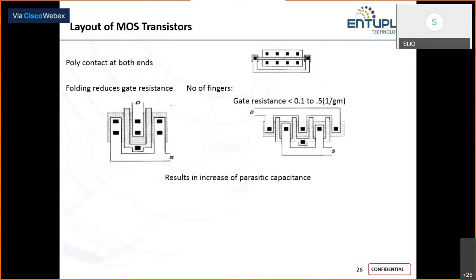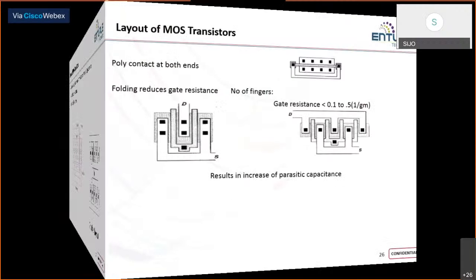These are the basic layouts for the MOSFETs. You can see poly contacts at both ends. Also, to reduce the gate series resistance, we can use folded structures. As you have seen the same thing for the MOS capacitors, in order to reduce the poly series resistance, we used multi-finger MOSFETs there. The same thing can be used here, so those layouts I have shown here. If you move to the next slide.